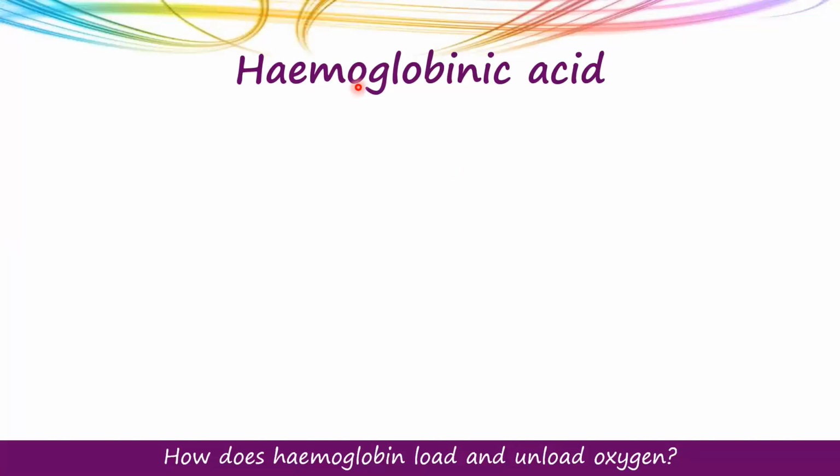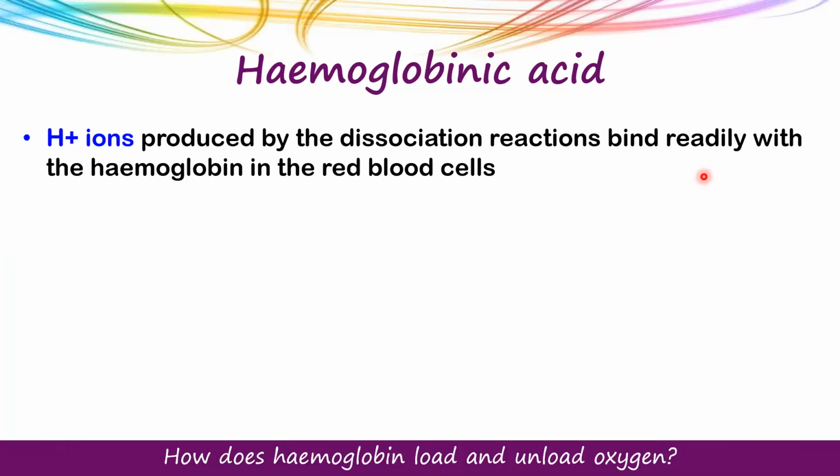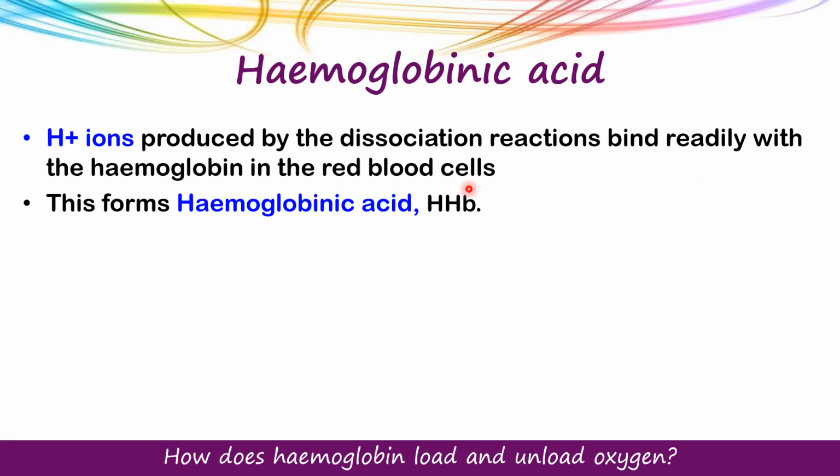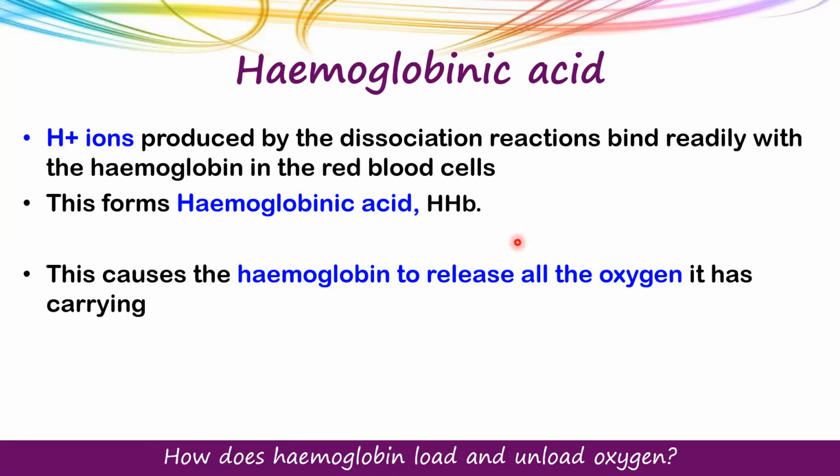Okay? Hemoglobinic acid, and we represent it by HHB. This is how we represent that. Hemoglobinic acid: Hb is hemoglobin, and we added an H because of these H positive ions. So the H positive which dissociates from carbonic acid binds with the hemoglobin and forms hemoglobinic acid. This causes the hemoglobin to release all the oxygen, because oxygen was attached to hemoglobin as oxyhemoglobin. So when the H positive ion attaches to hemoglobin, it will cause oxygen to get released from the hemoglobin, which hemoglobin was carrying.